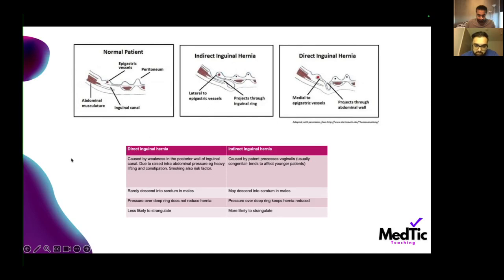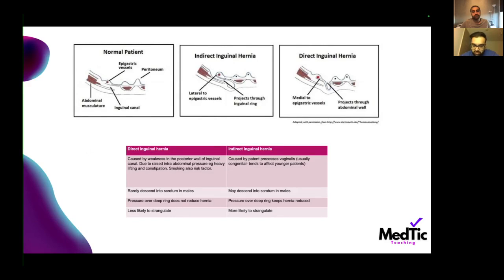So another big difference to differentiate direct and indirect inguinal hernia is if you put pressure over the deep ring in a direct hernia, it does not reduce the hernia because it goes nowhere. It doesn't go through the inguinal ring. Whereas on the other side, the indirect hernia, which goes through the deep inguinal ring, it is reducible. So that's another big difference there.